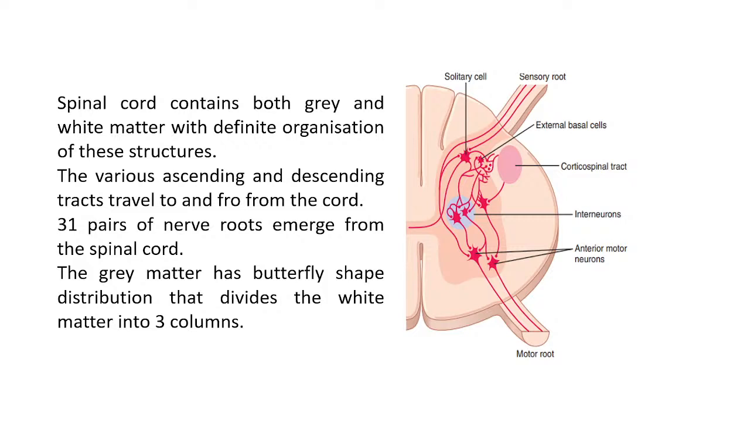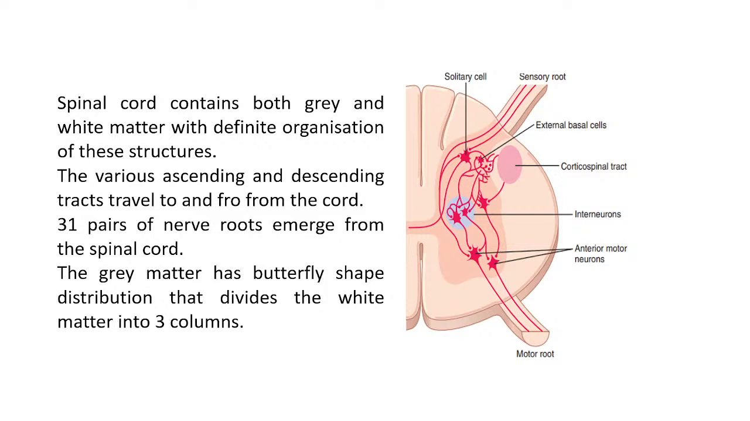So, the spinal cord has both grey and white matter with definite organization of these structures. There are various ascending and descending tracts in the dorsal, the lateral and the ventral column. So, this is one half of the spinal cord, a hemisection. A similar half will be present on the other side. You can make out some fibers are also crossing the midline and going to the other side, commissural fibers.